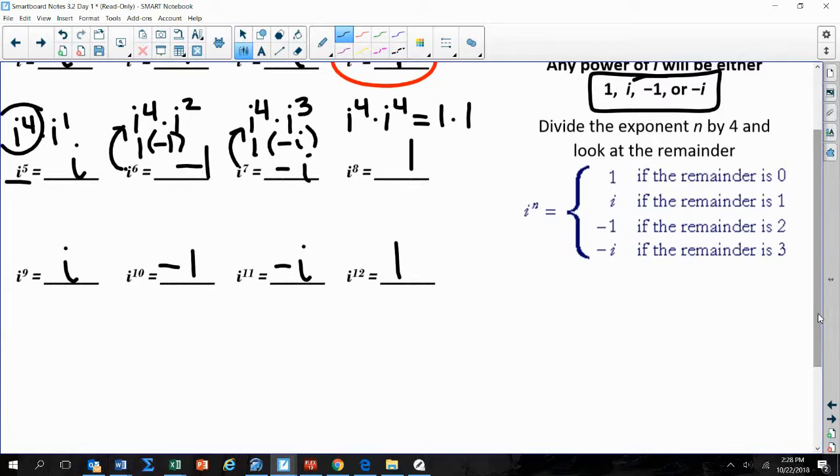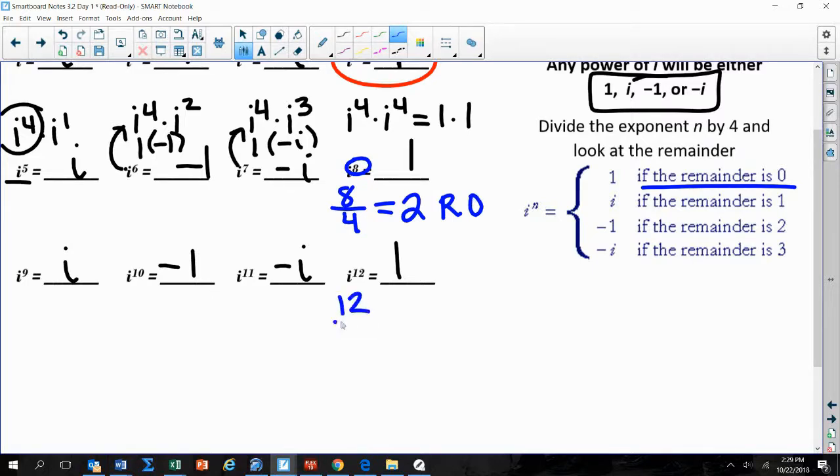Since we know the answer is either going to be 1, i, -1, or -i, you can look at the remainder to help you. If the remainder is 0, then the answer is 1. So like here, if I take the exponent and divide by 4, see how it comes out as 2 with a remainder of 0? That's when it's going to simplify down to 1. Or here, if I have 12 and I divide by 4, see how that divides out evenly? We get 3. There's no remainder. You get 1. Anytime there's no remainder, you get 1.